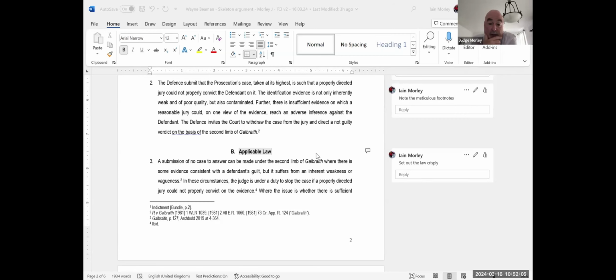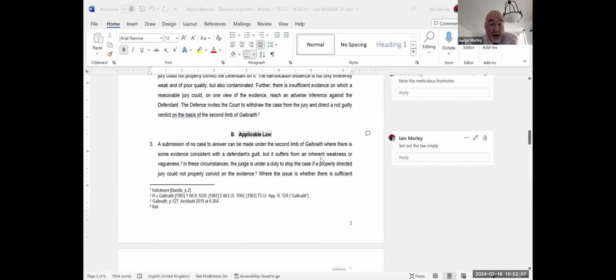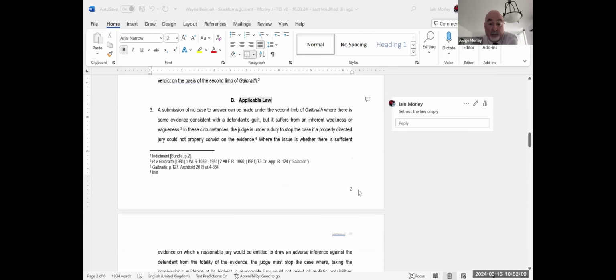And a submission of no case to answer can be made under the second limb of Galbraith, where there is some evidence consistent with the defendant's guilt, but it suffers from an inherent weakness or vagueness. In these circumstances, and we just pause there, footnote number 3, and you see Galbraith, page 127, Archbold 2019, at paragraph 4-364. So we have referenced the law and the legal finding. In these circumstances, the judge is under a duty to stop the case if a properly directed jury could not properly convict on the evidence.